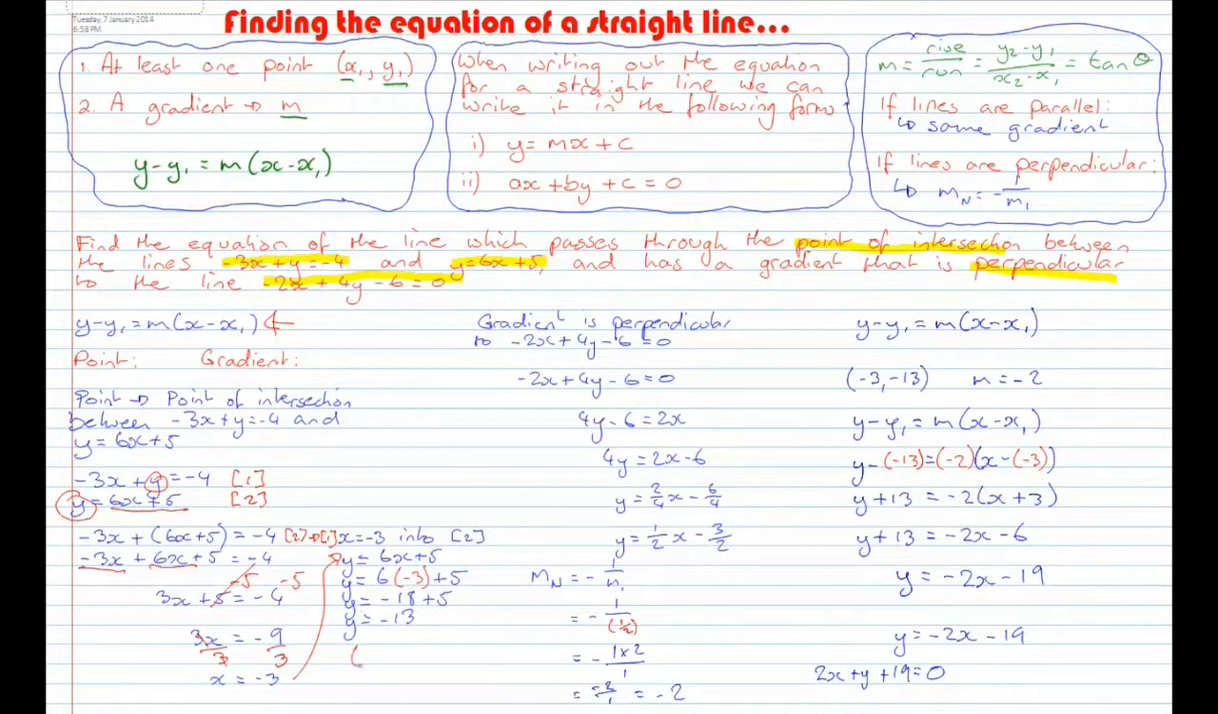That gives me the point -3, because x is equal to -3 and y is equal to -13, so -3, -13. And let's write that up here, -3, -13. Alright, I now need to find the gradient using the information that I've been given.